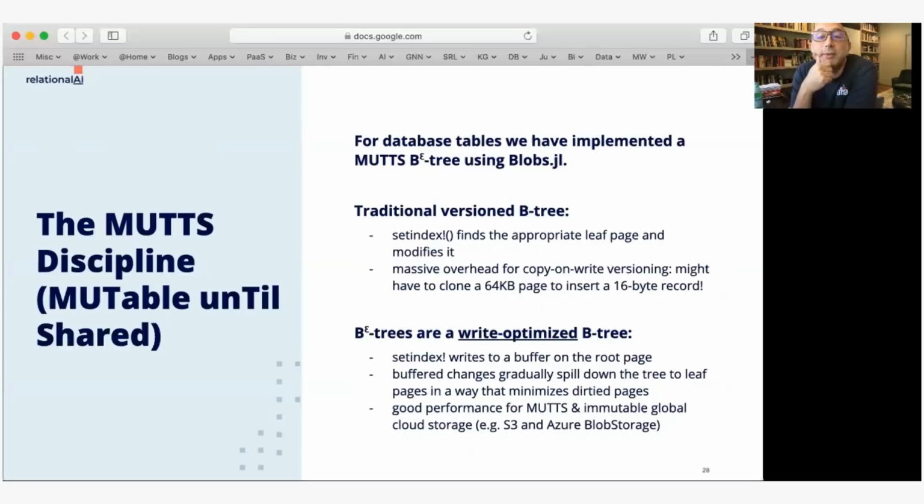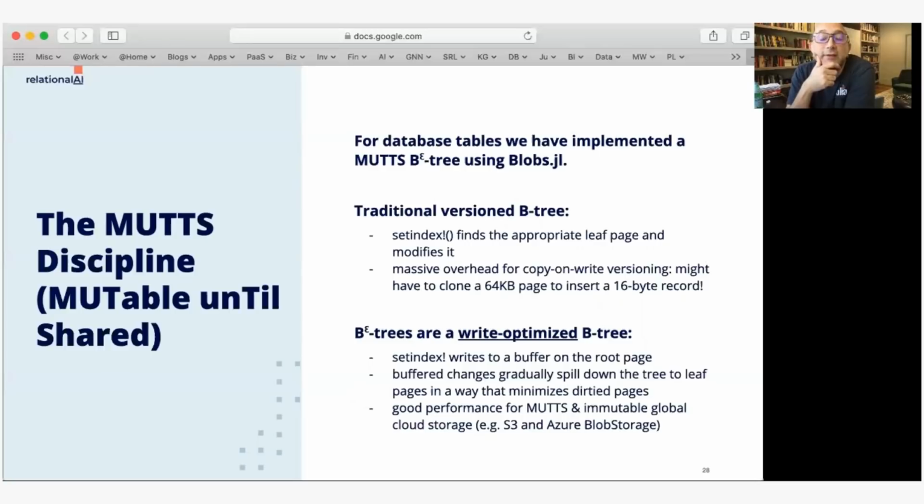Instead, we use a write optimized variant of a B tree called the B epsilon tree. In a B epsilon tree, you make the tree a bit deeper, for example, twice as deep, and devote the space this frees up in internal nodes for buffering changes. So setIndex will just write to a change buffer in the root page, and when that root page buffer gets full, the buffered changes gradually spill down the tree to the leaf pages in a way that minimizes dirty pages. Okay, so you're batching up your updates.